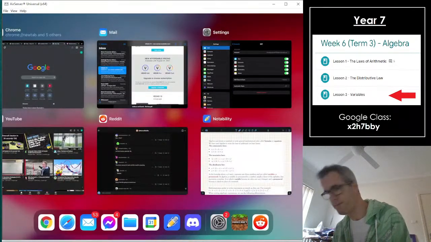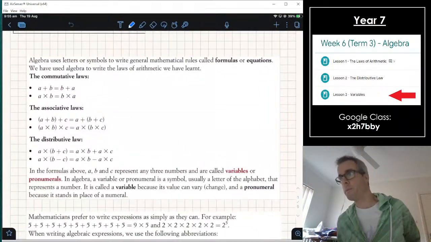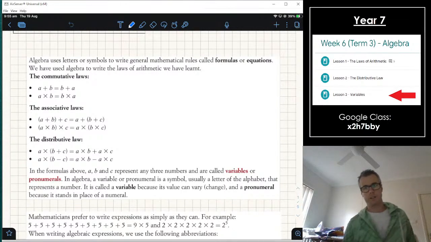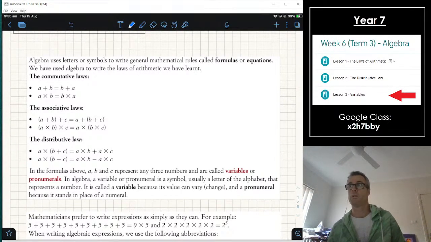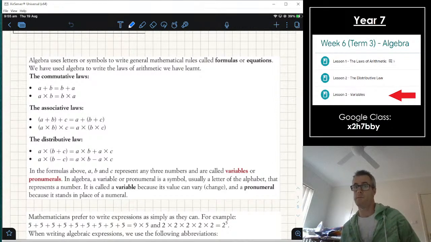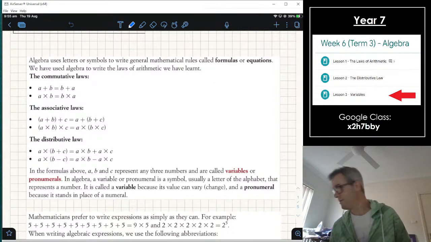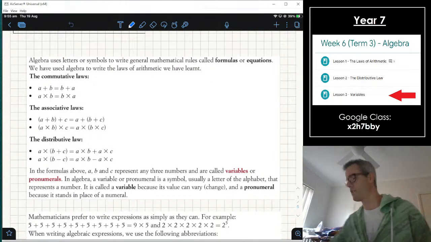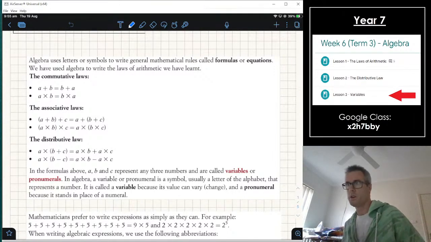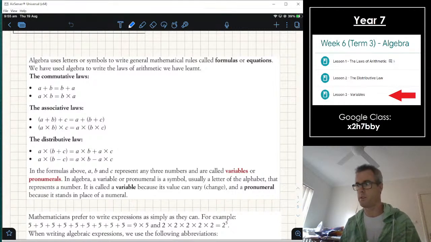How you doing, Ella? Thanks for coming. So today we can just go through variables. It's a little bit scary because it's our first dabble into stuff with letters.